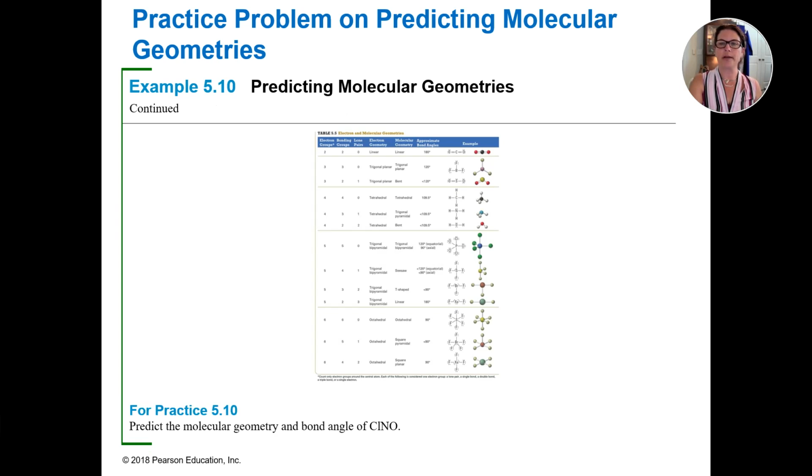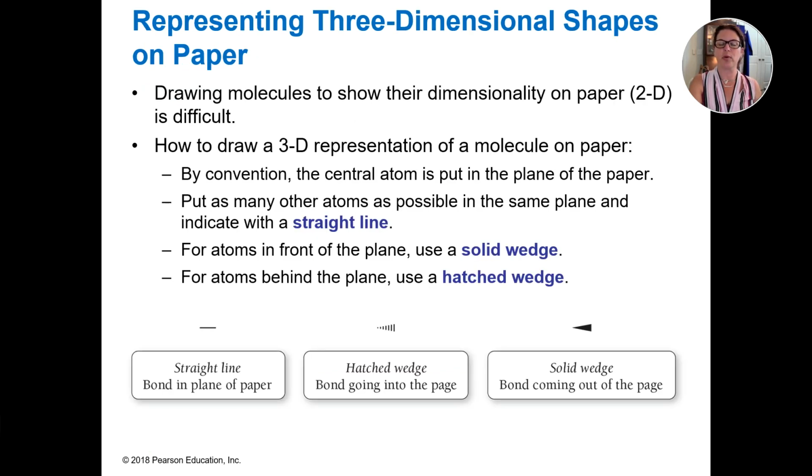I do recommend going through the rest of those examples that are in the original PowerPoints just to make sure you really can draw it and figure out with that chart what shape it's going to be depending on if there are attachments and or lone pairs. So it's really hard to write three-dimensional things on a two-dimensional piece of paper.